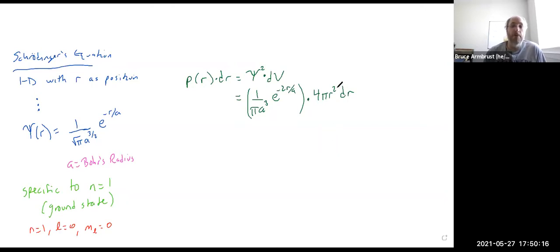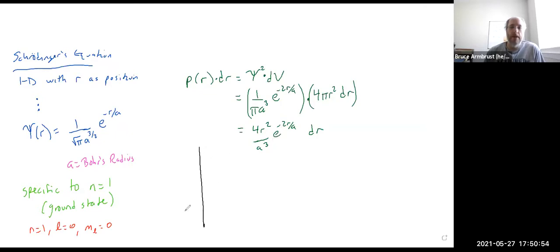Take your volume, 4/3 pi r cubed, differentiate it, you get 4 pi r squared dr. Or you can also think of it as that's the surface area times the thickness. Either way. So we put that all together, and you get 4r squared over a cubed times e to the minus 2r over a dr. So this is your probability of being at any one location. So this is your PDF, this guy right there.